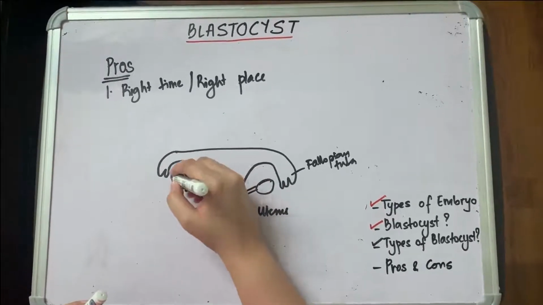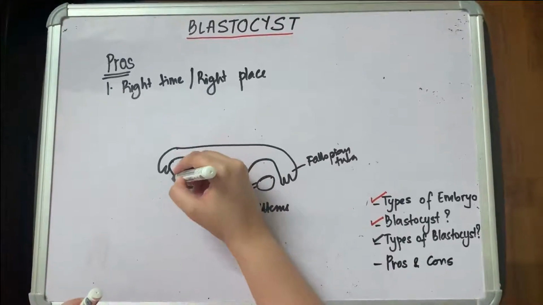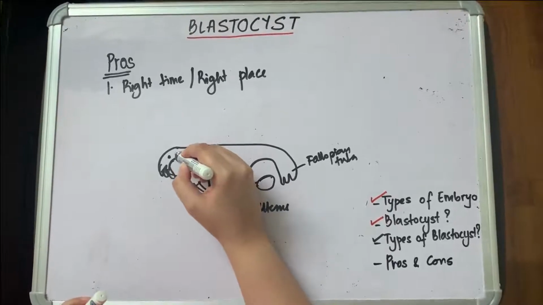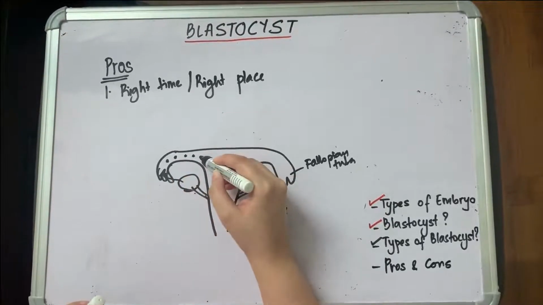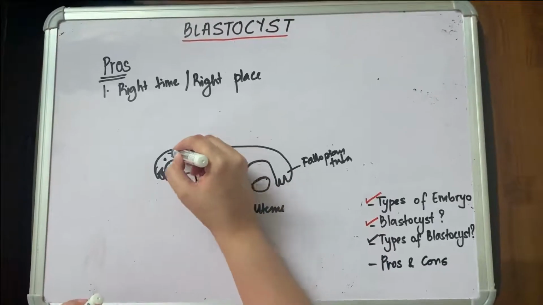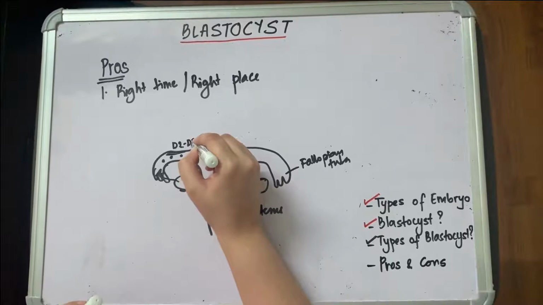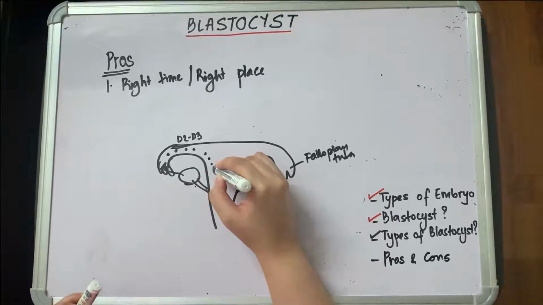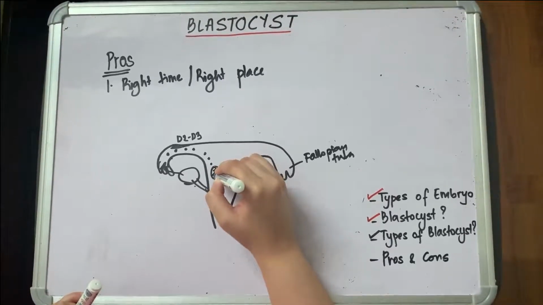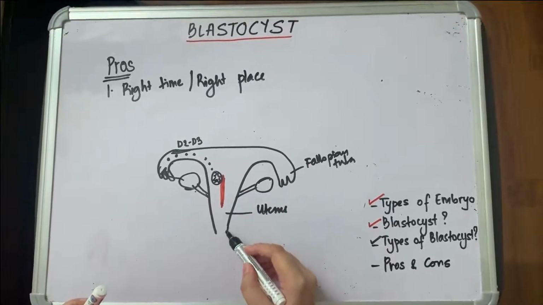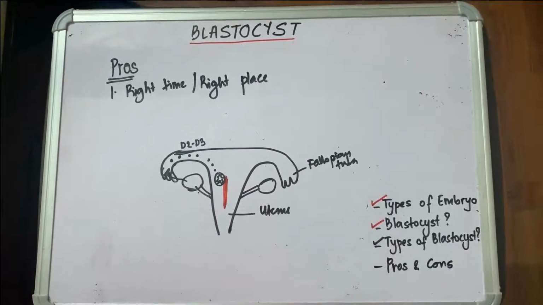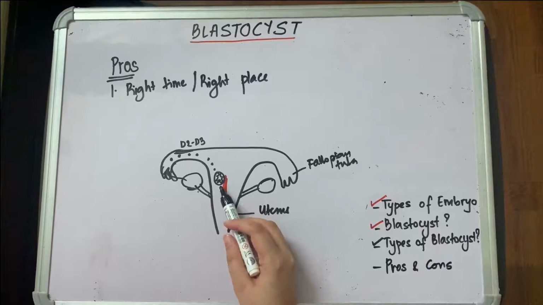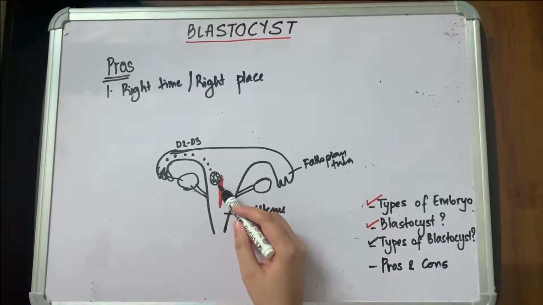Okay, so what happens is, in a natural conception, when the egg is released, the sperm meets the egg here and the embryo starts developing in the tubes and it starts coming down. So here the embryo, when it's developing, is in day 2 and day 3 stage. That's the cleavage stage, if you remember. And it comes down only when it starts to form a blastocyst. So in a normal cycle, when couples conceive naturally, the embryo only becomes a blast when it reaches the uterus.